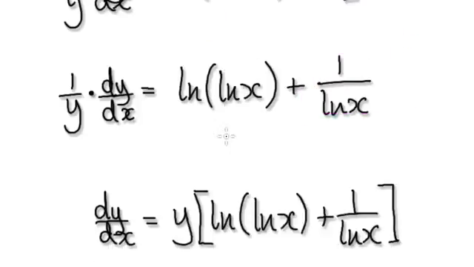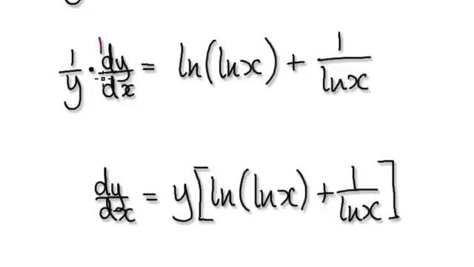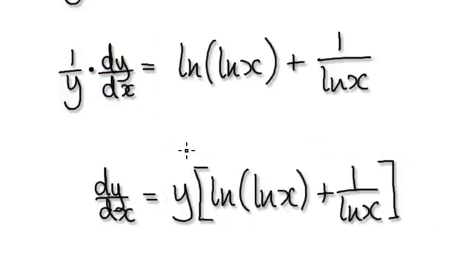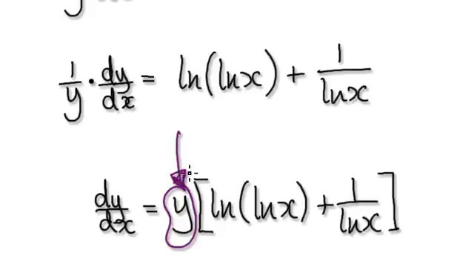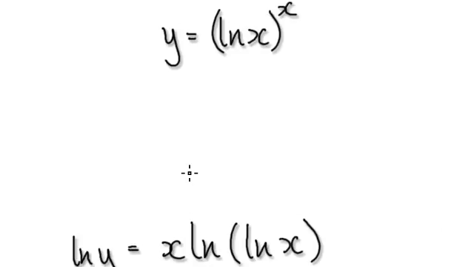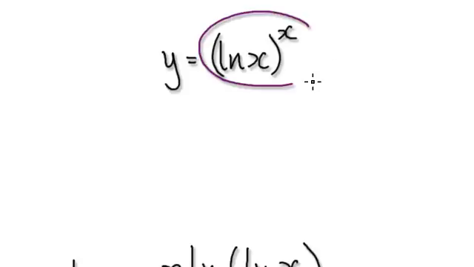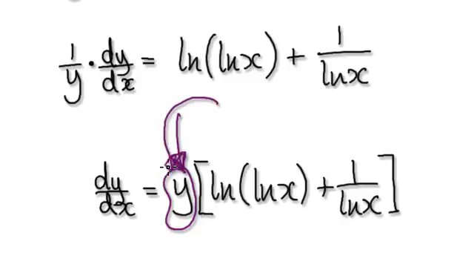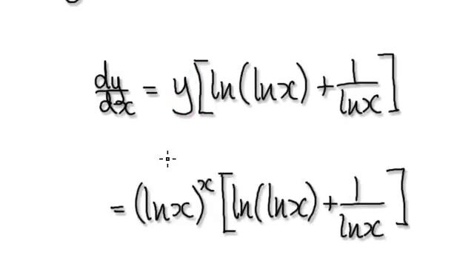So now you want dy by dx on its own. So times both sides by y. So that will then give you this. Okay, and remember, when you use implicit differentiation, most of the time you're going to get y on its own like this. So revert back to our original y. Our original y was this. So now it's just you putting this back into that y. So put that y back into this thing here. So that will then give you this.